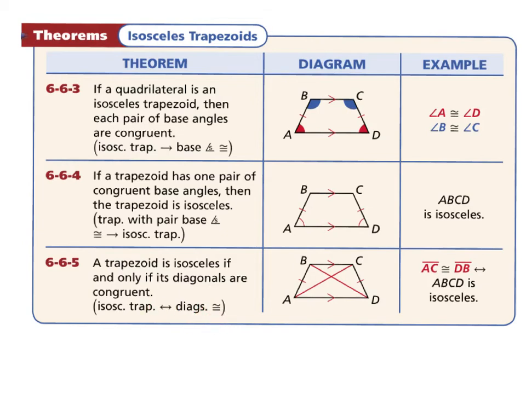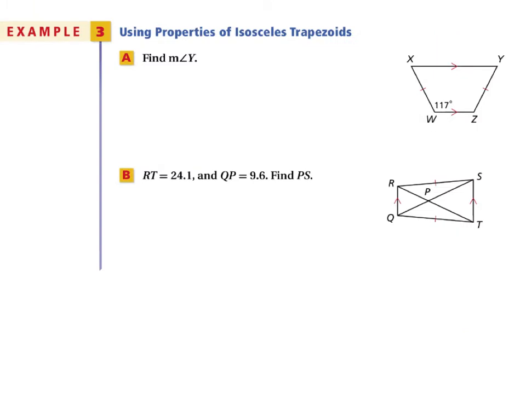In example A, we're going to find the measure of angle y by using the properties we know of isosceles trapezoids. So the measure of angle y is right here. Now this is where you're going to have to remember things from a while back.